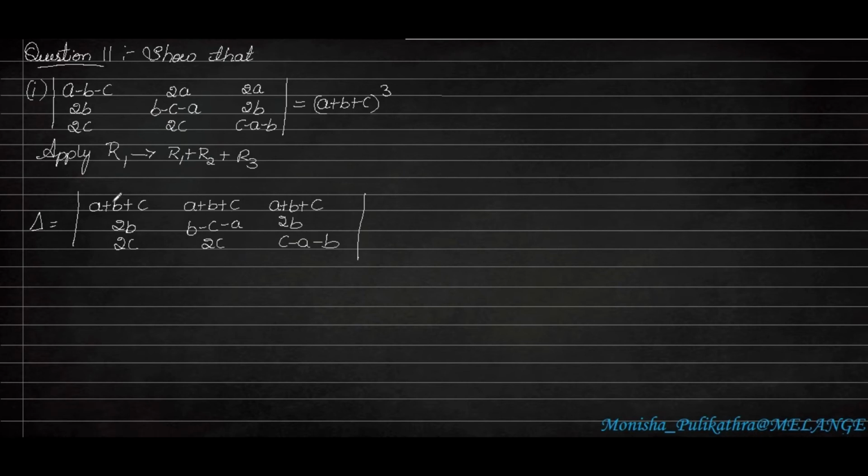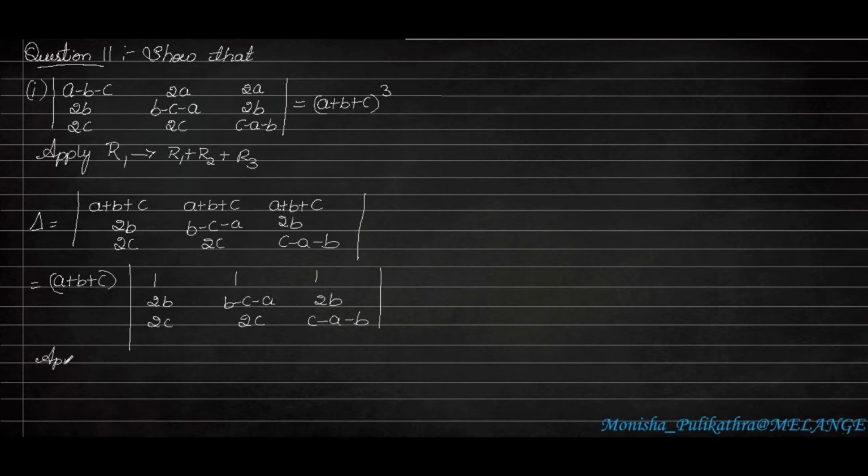After that, since a plus b plus c is common here, I will be taking a plus b plus c outside, from only the first row. So the first row will become 1, 1, 1. The rest of the rows we need to write as it is, c minus a minus b. So I had taken it common.